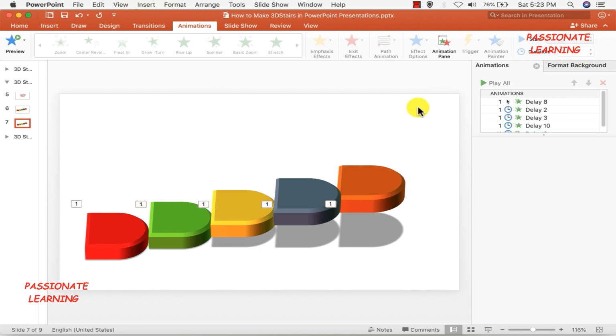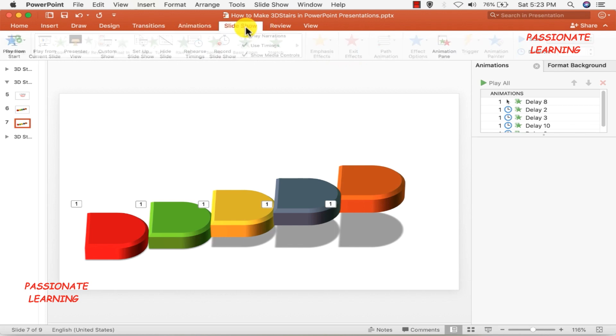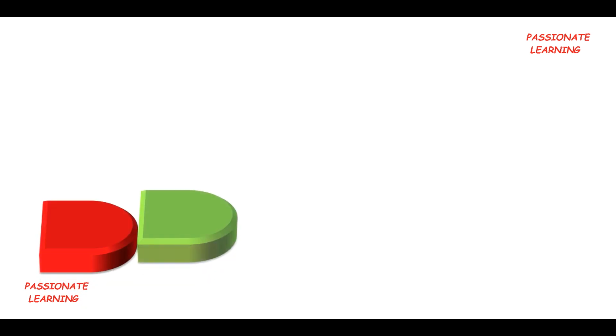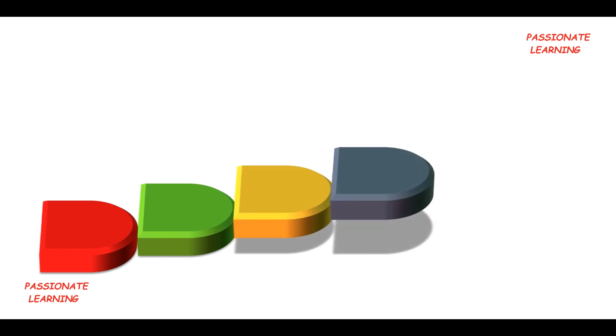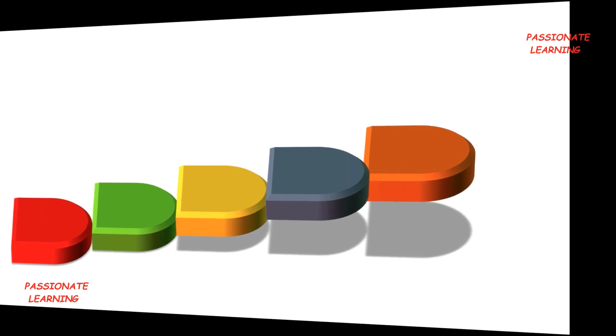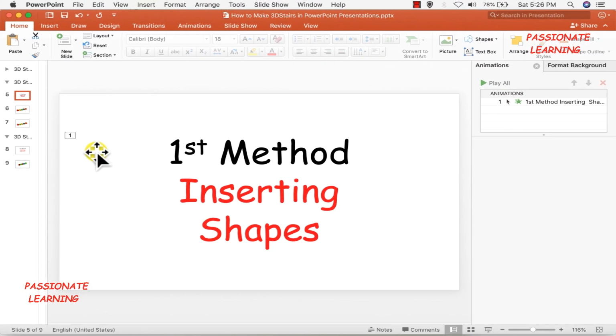Now let me just save this presentation and let us see the slideshow from the current slide. So here we are friends. Let me now press the enter button, and here you can see that we have been able to create a beautiful 3D stairs effect in PowerPoint, and we have also been able to add some cool animations to it. So let me now press the escape button and come back. So friends, we have studied the first method in which we are inserting shapes within the PowerPoint slide in order to create beautiful 3D stairs.